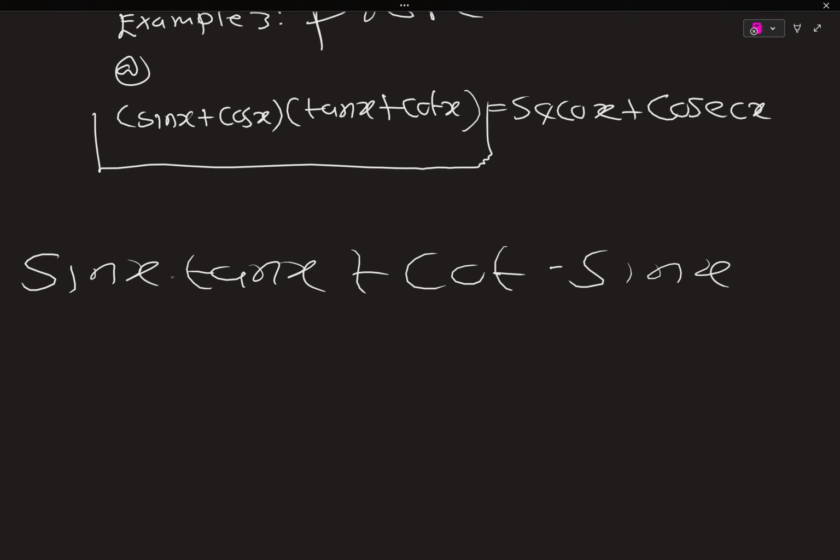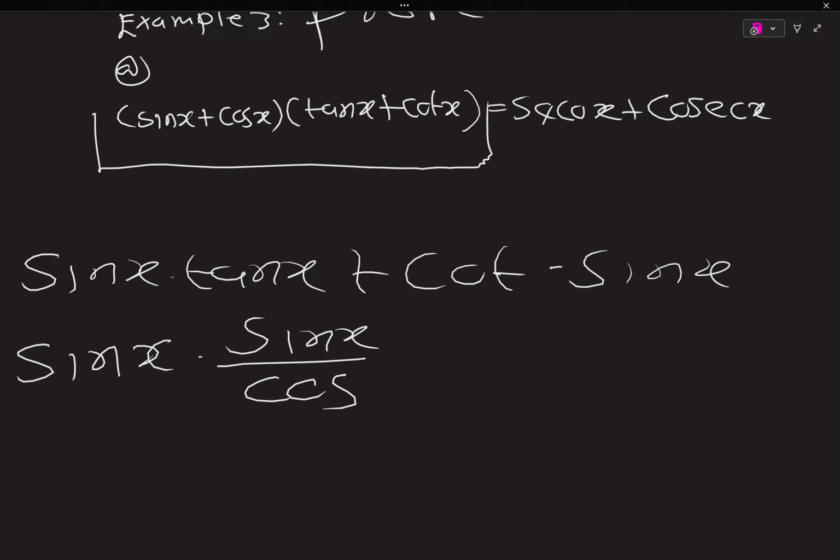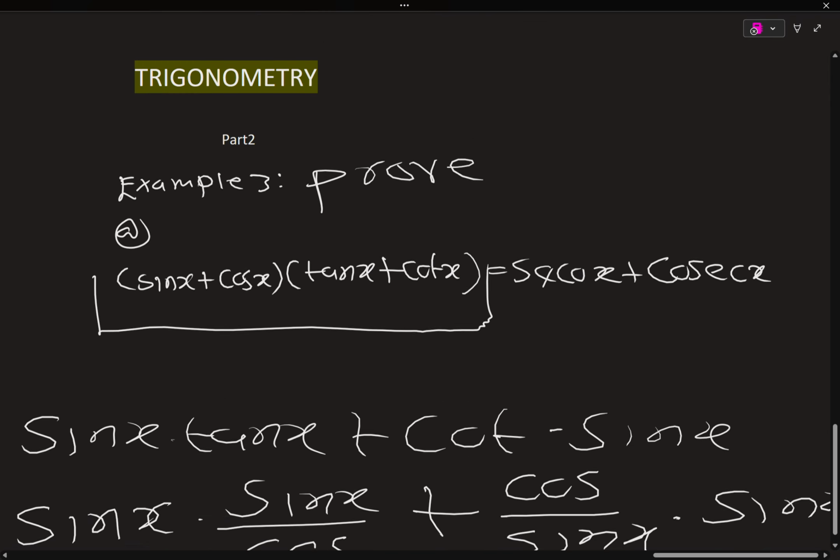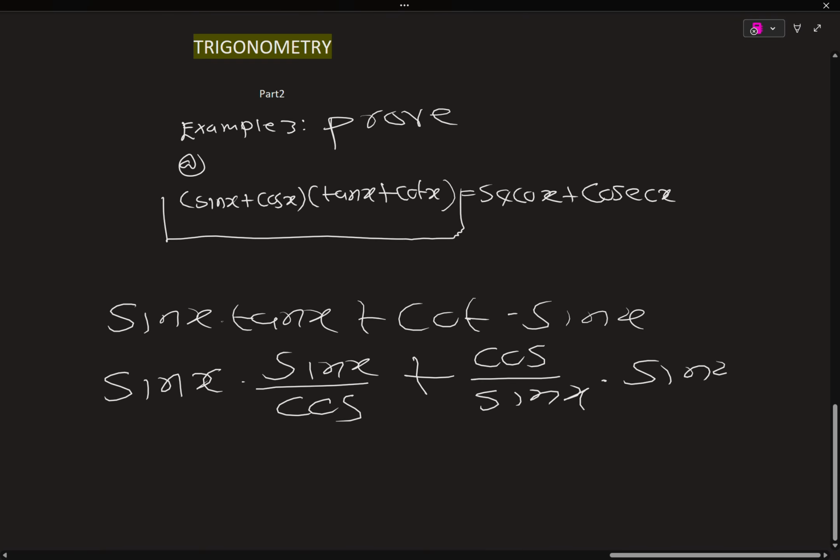From reciprocal trigonometry, I thought that tan x is simply sine x over cos x. If you haven't watched the video, go back to it so you understand this. Plus, under reciprocal trigonometry, we said that cot x is simply cos x over sine x, right? Multiplied by sine x, right?